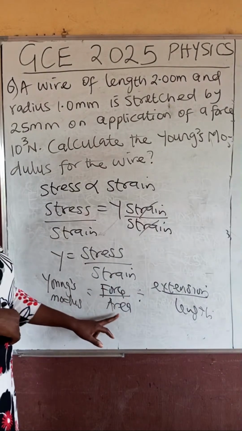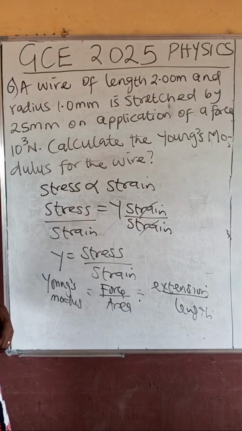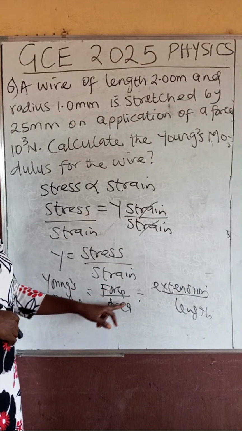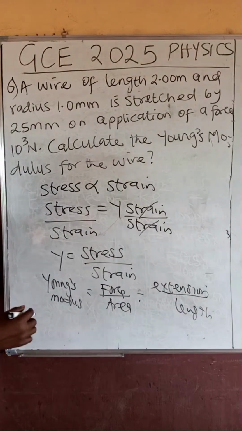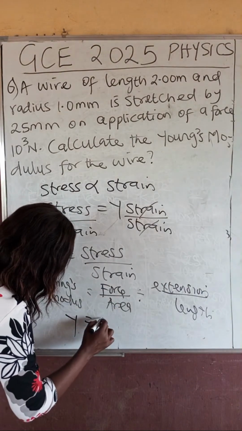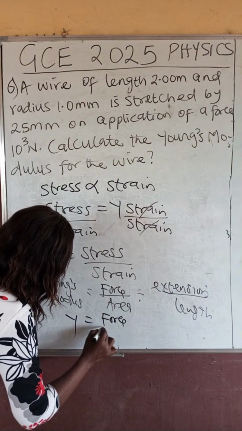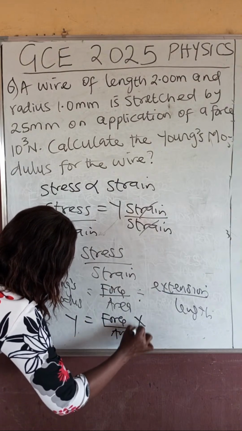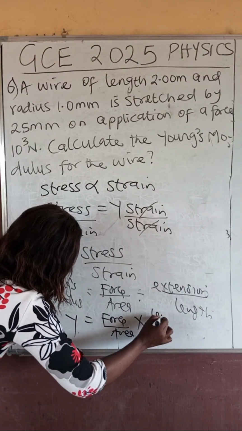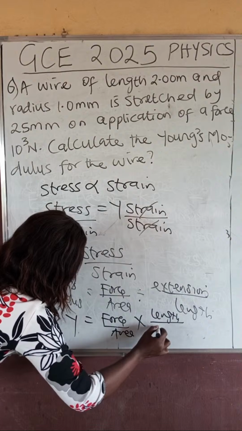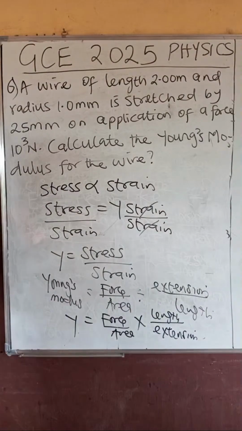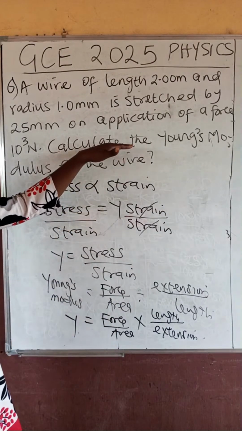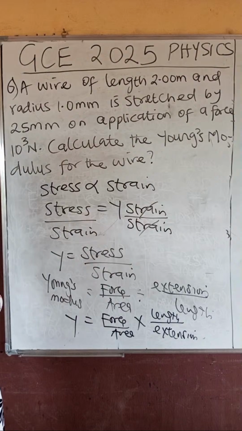Now stress is equal to force over area, divided by strain, which is equal to extension over length. Then I'll go by saying Young's modulus is equal to force over area multiplied by length over extension. So this is the formula we're going to use to solve for our Young's modulus. Is that okay? Right. Let's proceed.